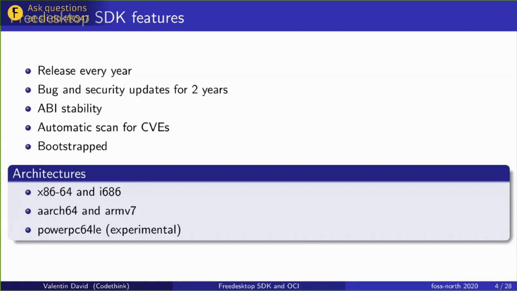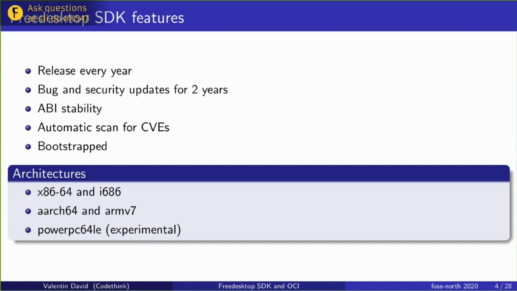The Freedesktop SDK is all bootstrapped, so we are not based on any distribution or anything. It's just built from scratch. And to build from scratch, you still need to have a runtime, and we build every release branch with the previous release branch. But there is no element that stays over.